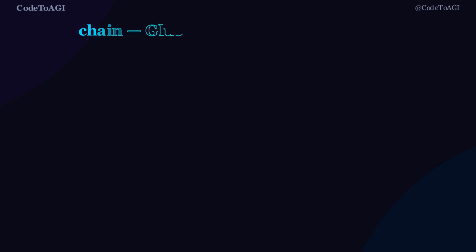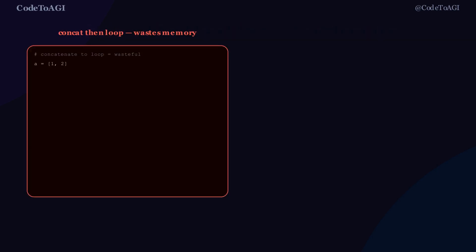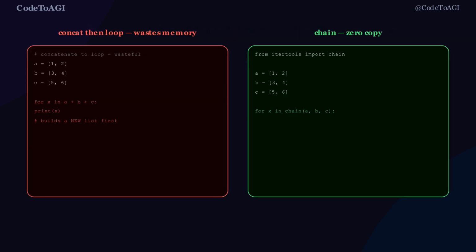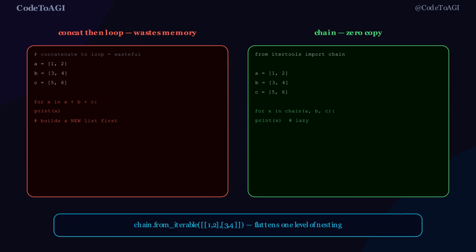Let's go. Chain glues iterables together. No copying. No creating a new list. You have 3 separate lists. Chain of A, B, C iterates all 3 as one. It's lazy. Nothing is built until you iterate.